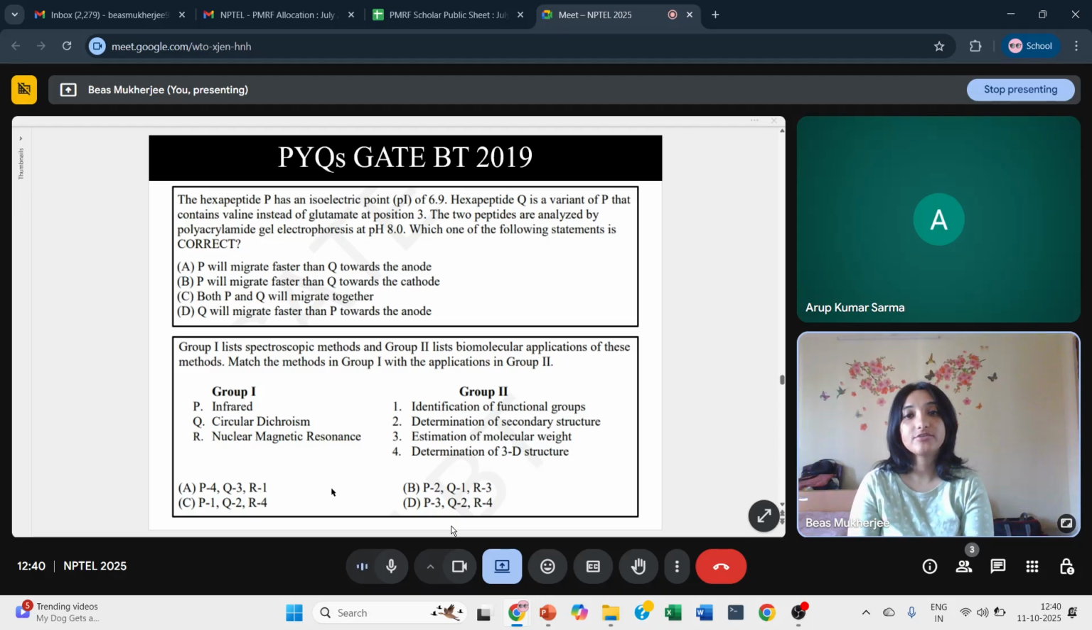P will migrate faster than Q towards the anode. P will migrate faster than Q towards the cathode. Both P and Q will migrate together. Q will migrate faster than P towards the anode.